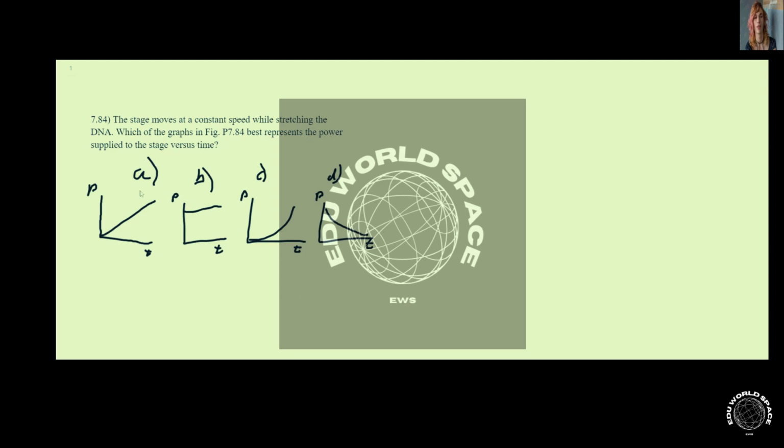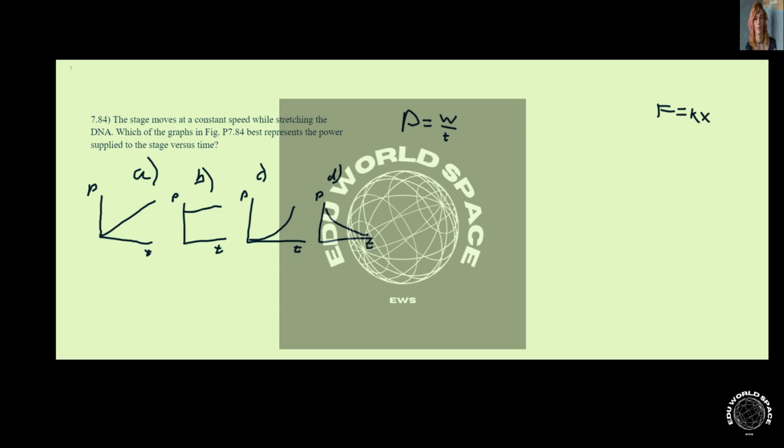Okay, so we need to figure out how to relate power to time. So one way to do that is to consider the work that is being done. So power, we know, is the amount of work done in an amount of time. Okay, so we need to relate this to some of our equations we know for Hooke's law, one of which is F equals kx.